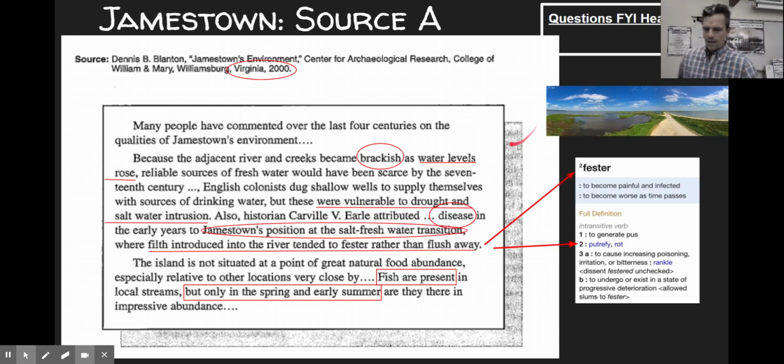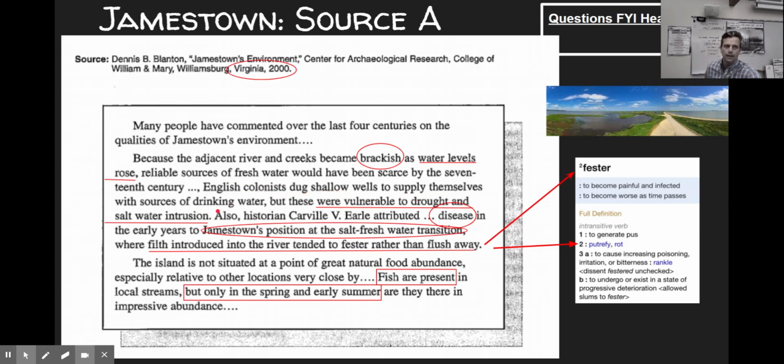And think about it. As water levels rose, they didn't have global warming, melting polar ice caps, so something else made water levels rise, when they're at a river, near a bay, near the ocean. So something else is making the water levels rise twice a day, lower twice a day. Has something to do with the moon. You guys have all seen this at the beach. So anyways, English colonists dug shallow wells to supply themselves with sources of drinking water.